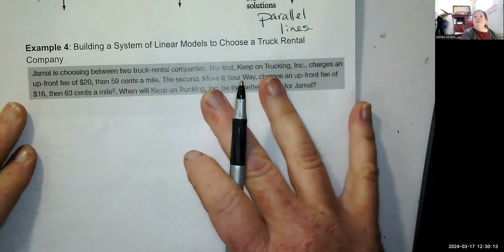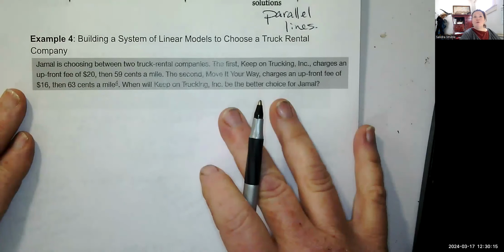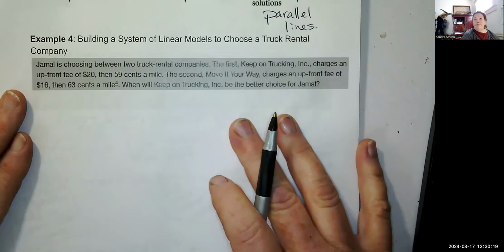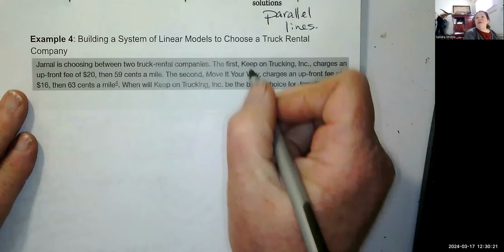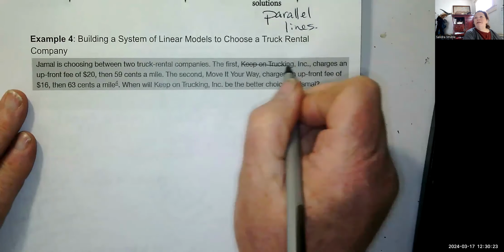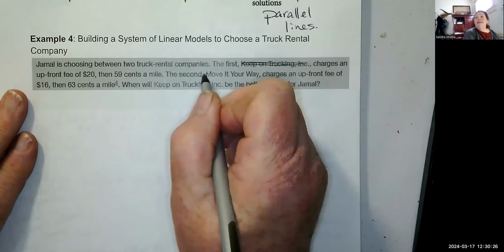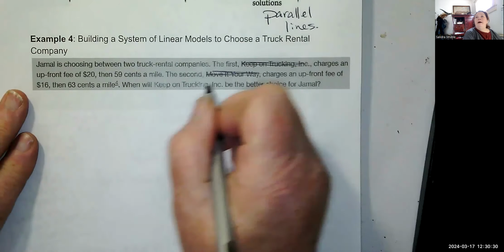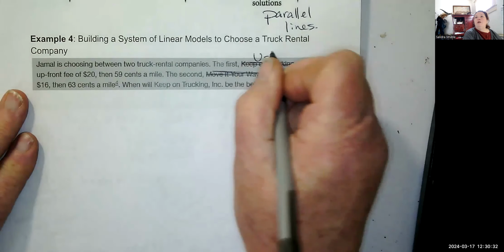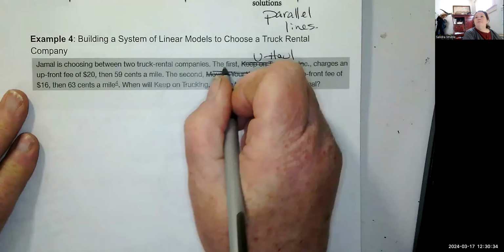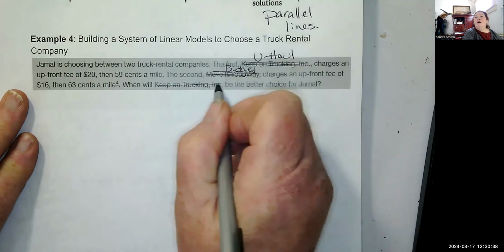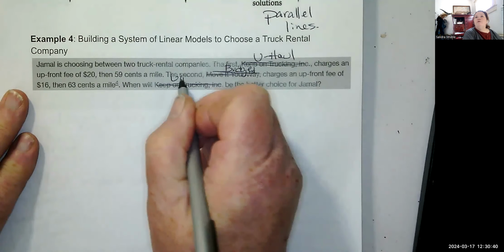So building a system of linear models to choose a truck rental company. This is a great real life example. The only thing I'm going to change here to protect the innocent is to make it easier for us to see. I hate using these names. I should change this at some point. So let's use U-Haul and Budget, because those are rental companies I know.